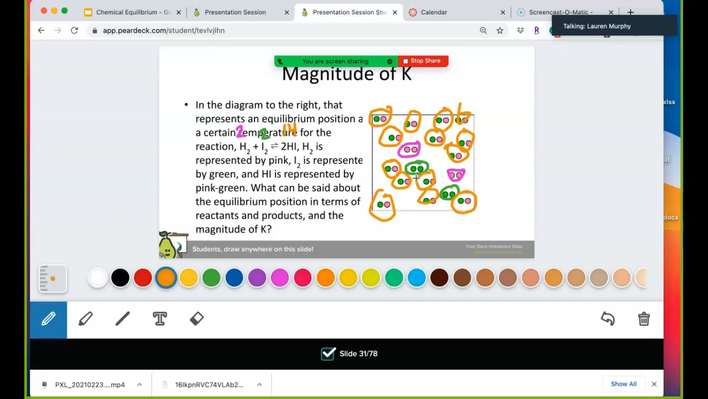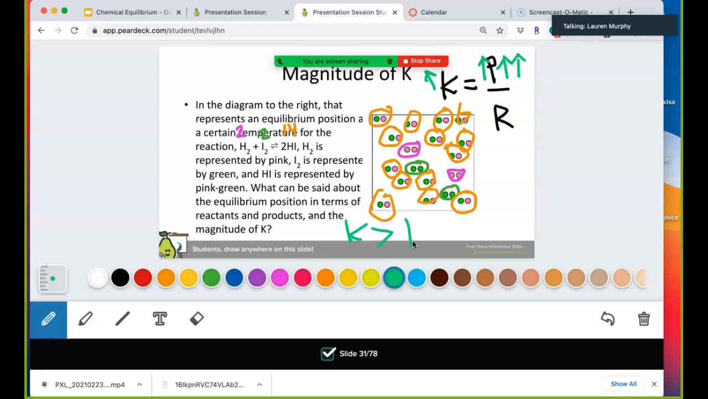Why? I have more products at equilibrium than I do of reactants. So what does that mean for the value of K? Well, let's look at it generically. K equals products over reactants. If I have way higher concentration of products, also known as my numerator, K should be big, right? The bigger the numerator is, the bigger K is going to be mathematically. So how they say this is K greater than 1.